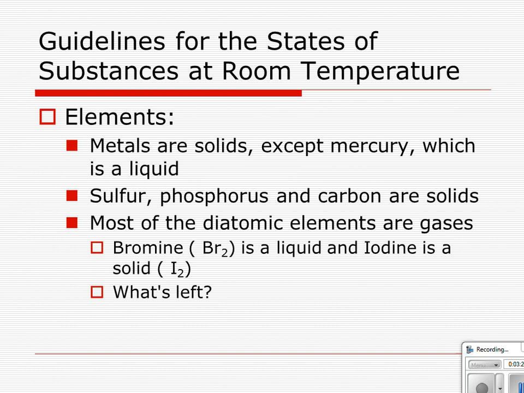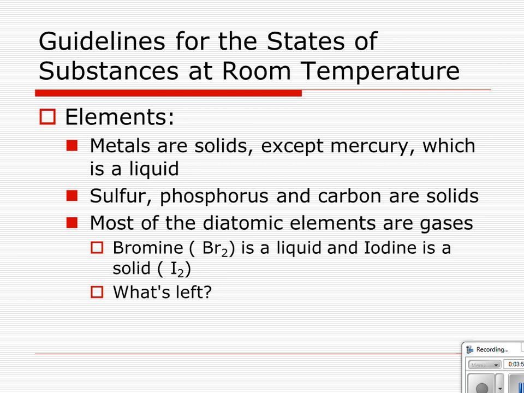Now, the guidelines for the states of substances at room temperature. Elements: metals are solid for the most part, except mercury, which is a liquid. Sulfur, phosphorus, and carbon are solid for the most part. And most of the diatomic elements are gases, except for bromine, Br2. Remember we talked about diatomic before, like N2 and O2, nitrogen and oxygen; these are gases. But bromine, Br2, is liquid, and iodine, I2, is solid.